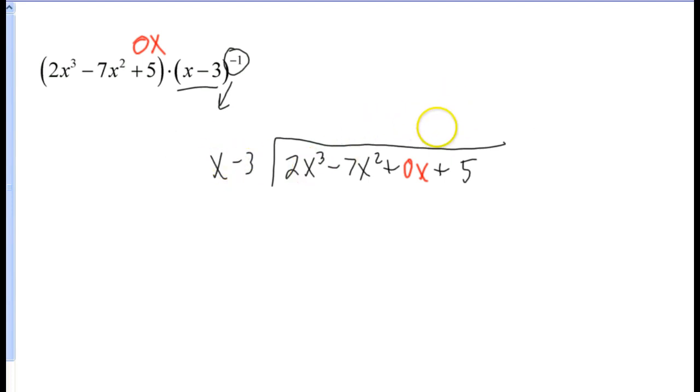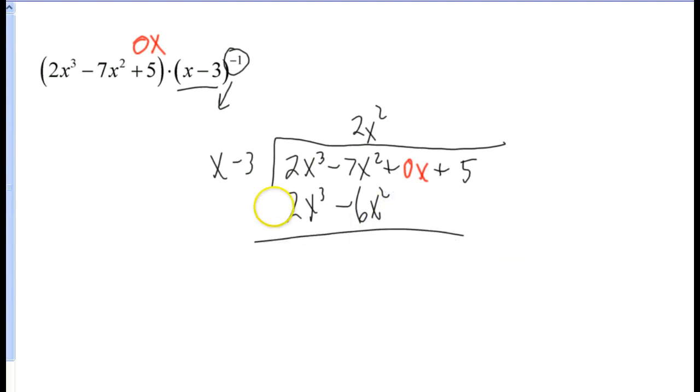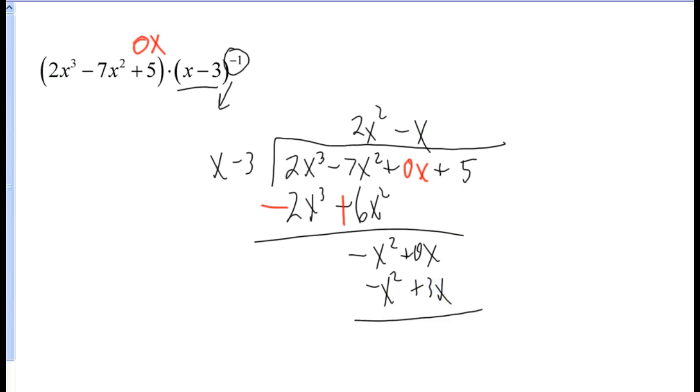So x times what is 2x cubed? That would be 2x squared. Multiply, put down here, minus 6x squared. We're going to subtract both of those. We get negative x squared plus 0x. Go ahead and bring down that next term. X times what is negative x squared? Minus x, plus 3x. We're going to subtract both of those terms. And we get negative 3x plus 5.